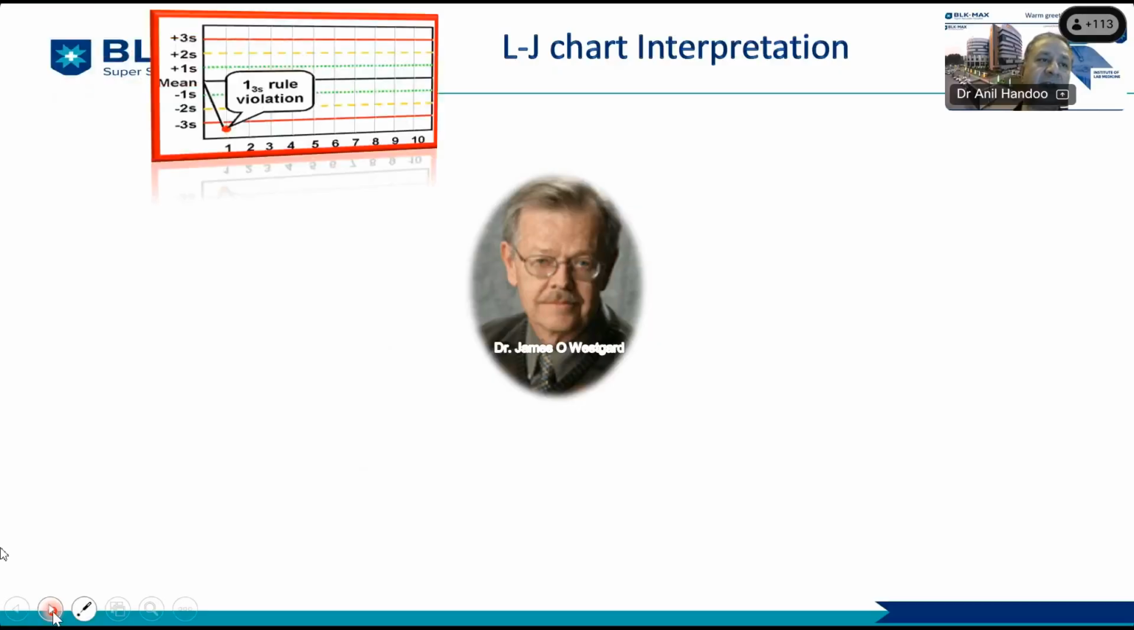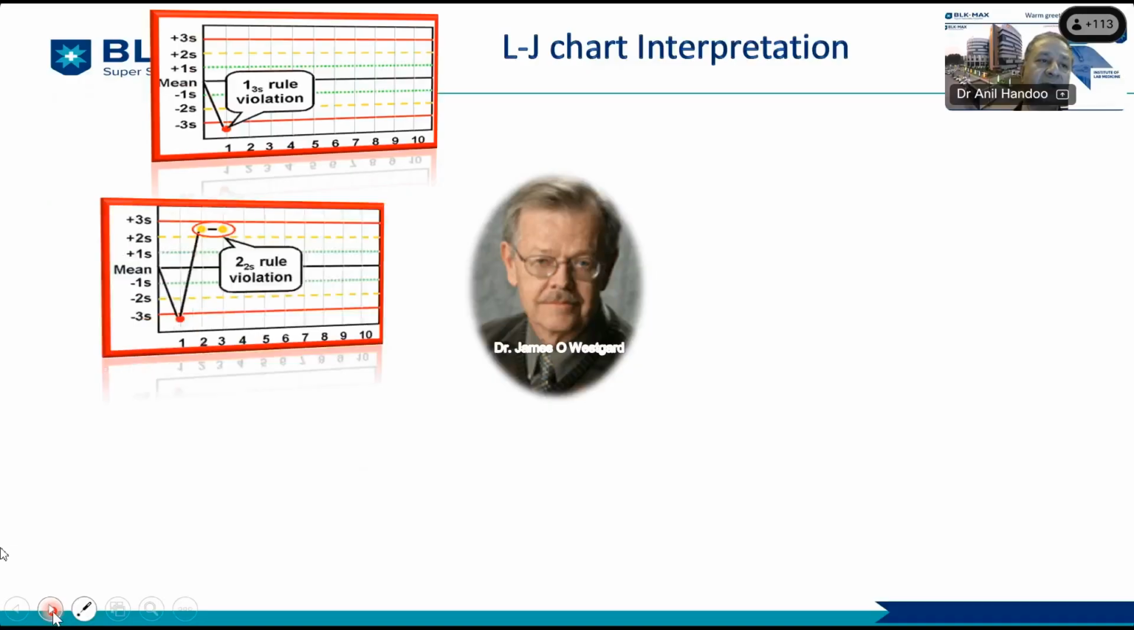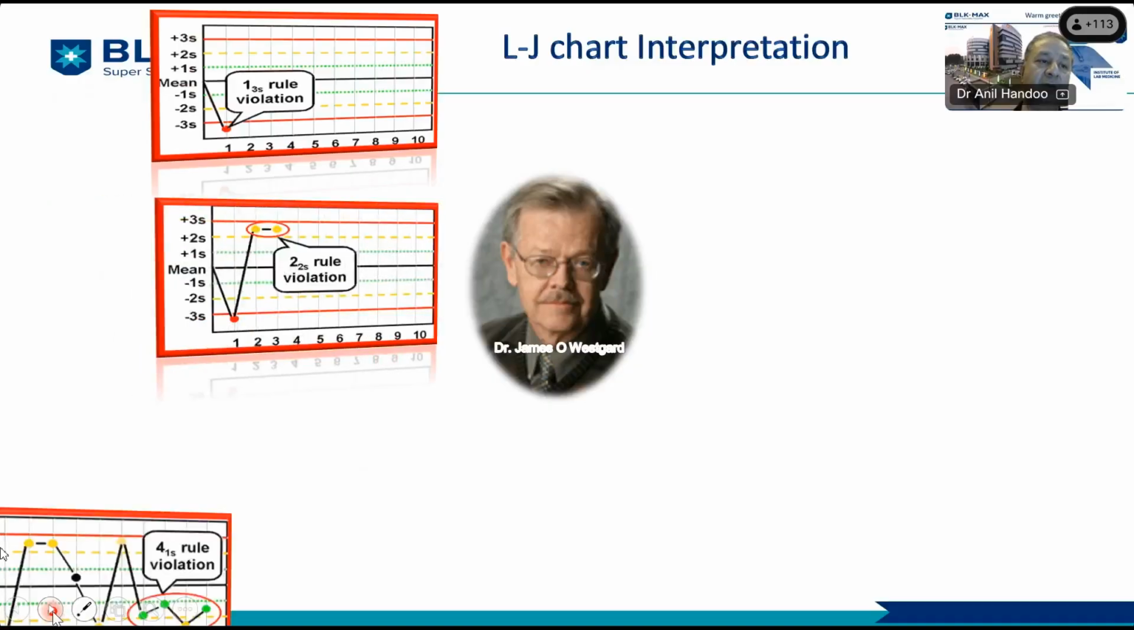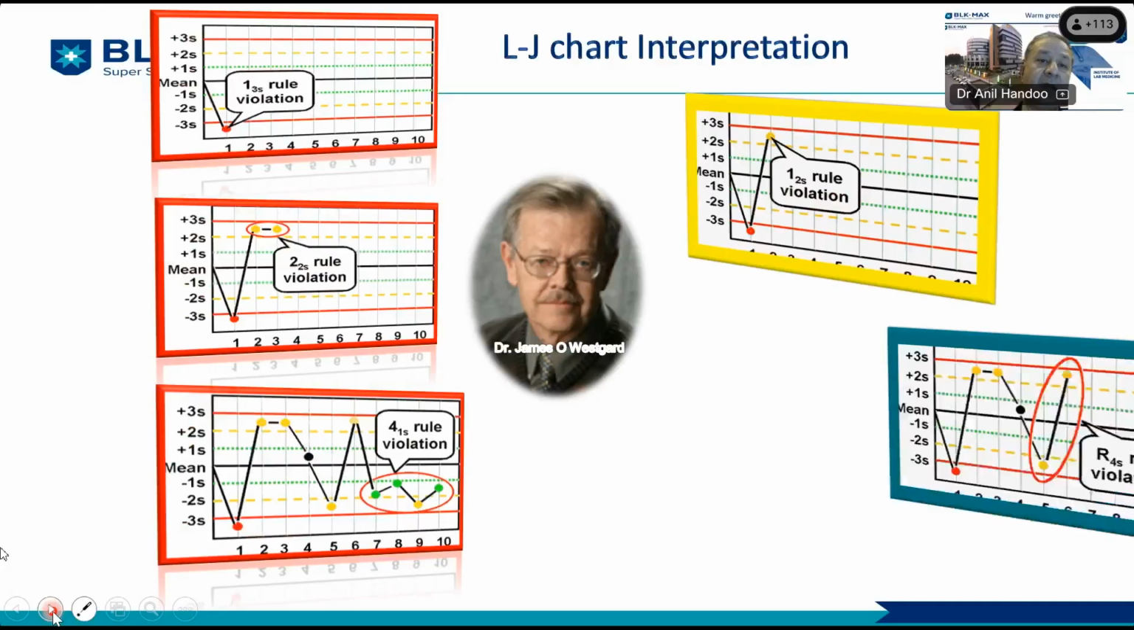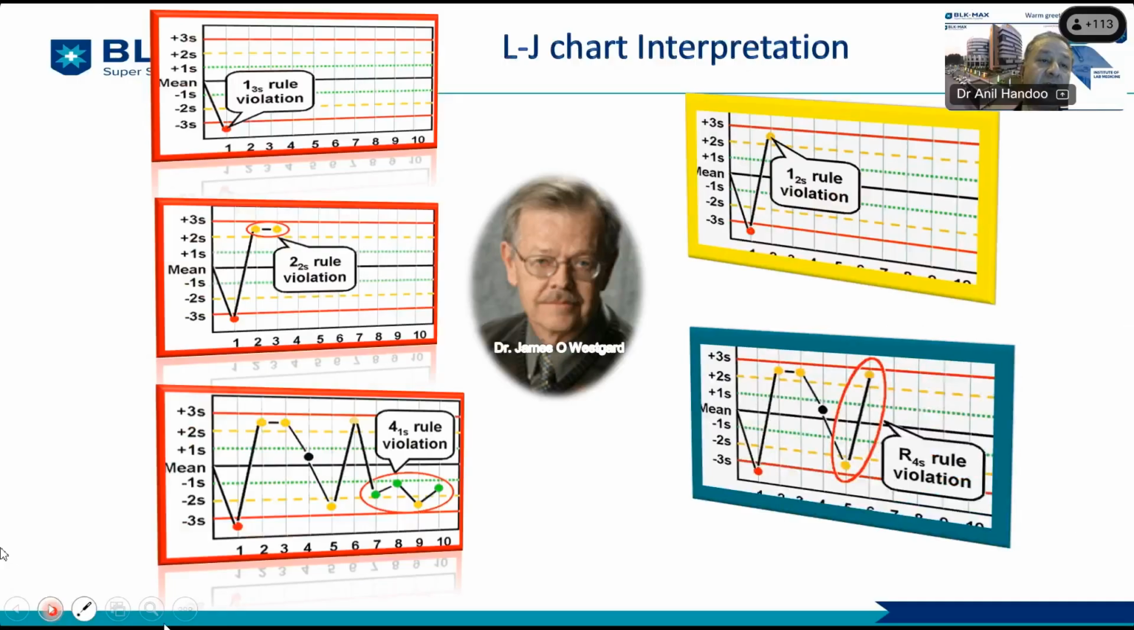For example, there's something called the 1-3S rule, the 2-2S rule, the 4-1S rule, the 1-2S rule, and the R-4S rule, which are all rules where you have to be very careful of running the samples, because the moment you have these kind of rule violations, this tells you that there is a problem with the instrument. But is it always a problem with the instrument when we run a control? The answer is no, because sometimes the control itself may have deteriorated and may give you values which may be off from what you are expecting otherwise.